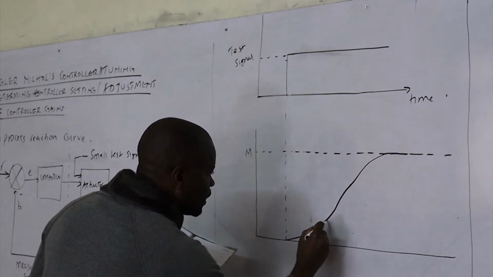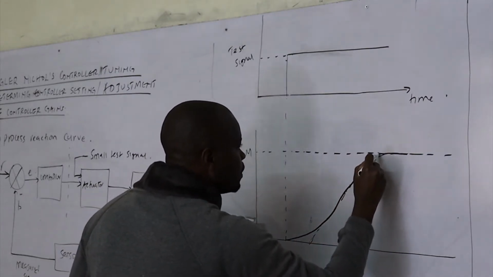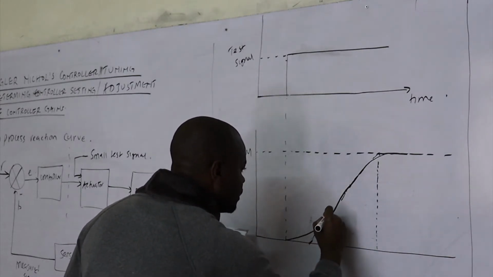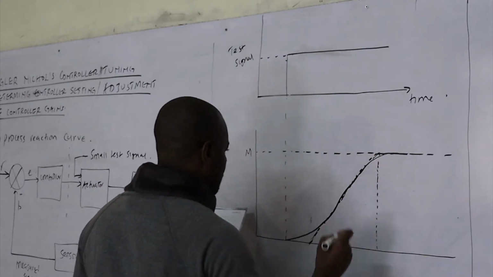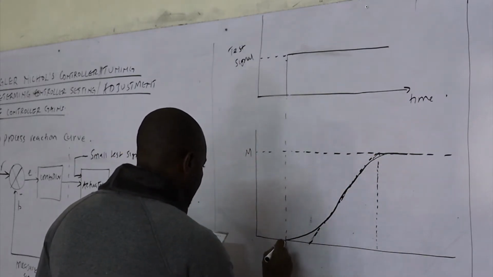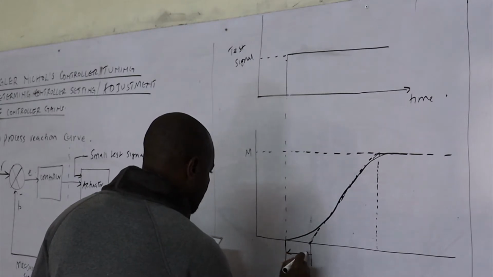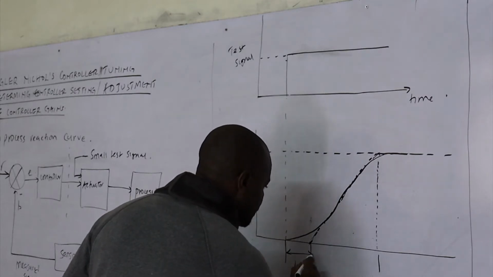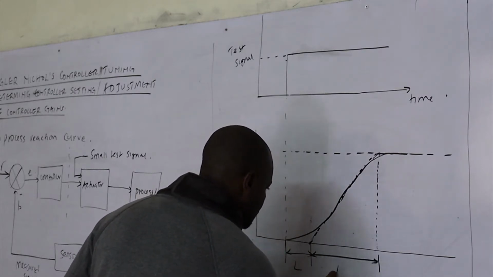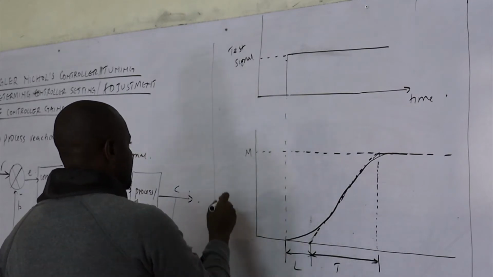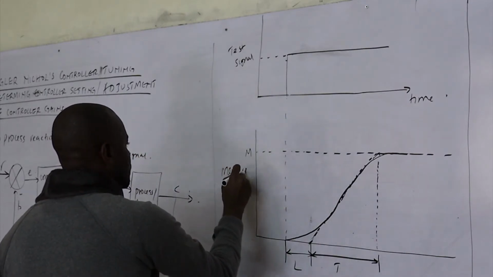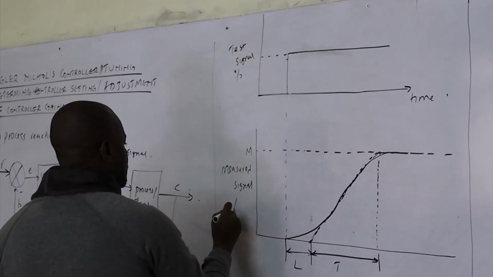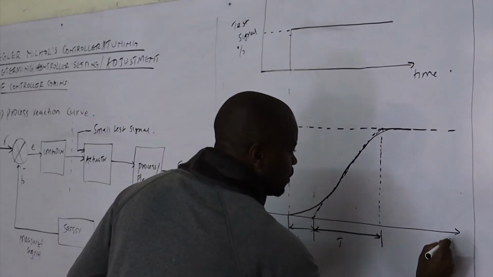We can assume that, taking the gradient, we have a straight line. Then from there, we have the value L, which is the lag. Here we can have T. Then from here, we can have the measured signal, and of course both of them are in percentage, and this one is also against time.